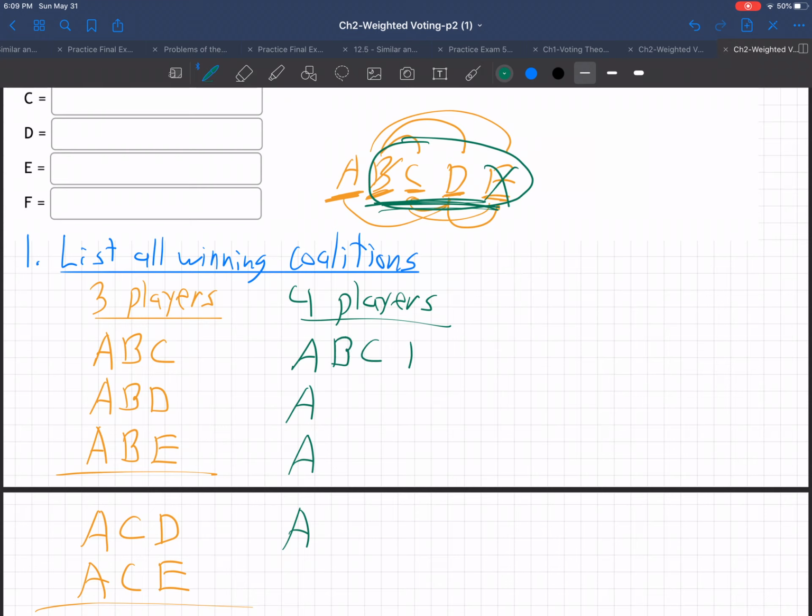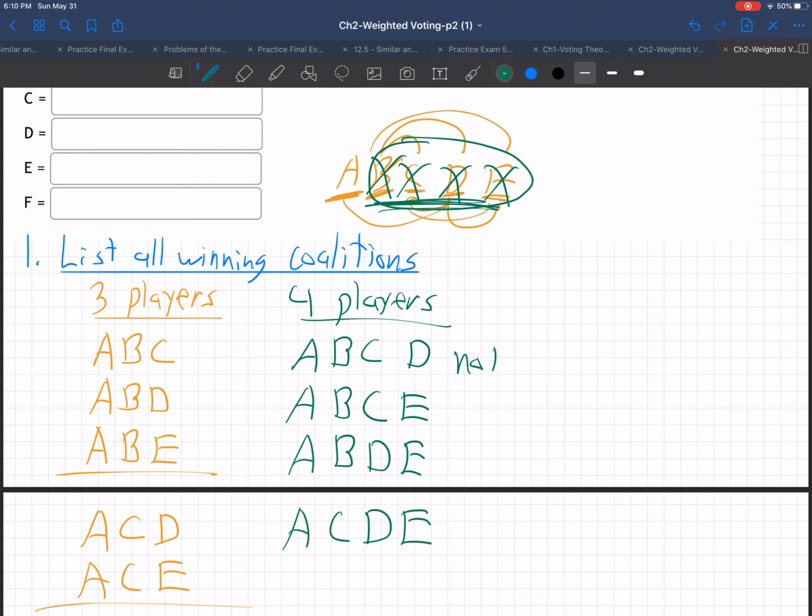That would be B, C, D. And then let's leave out D. That would be B, C, E. And then let's leave out C. That'd be B, D, E. And then let's leave out B. That'd be A, C, D, E. And that's it. See how I used a system?